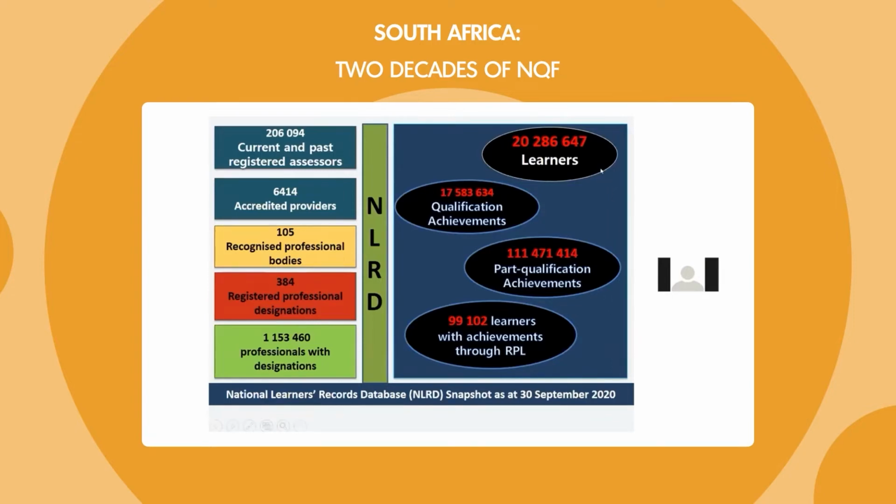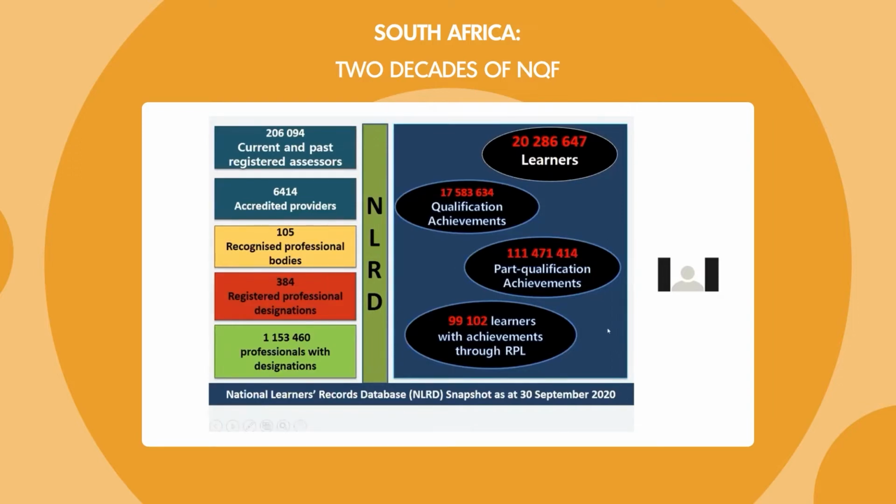So remember, one learner may have more than one qualification. That is why the learners and the qualifications are not the same. I could have 5 qualifications. I could have 10 part qualifications.